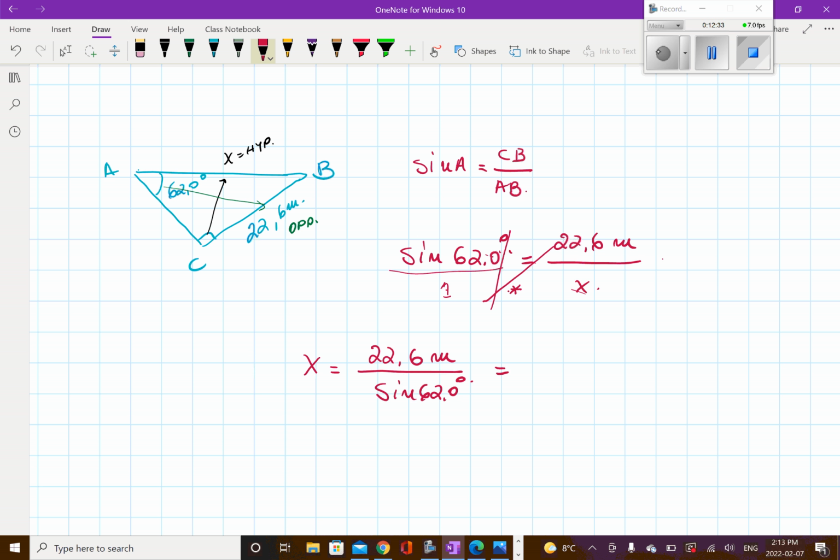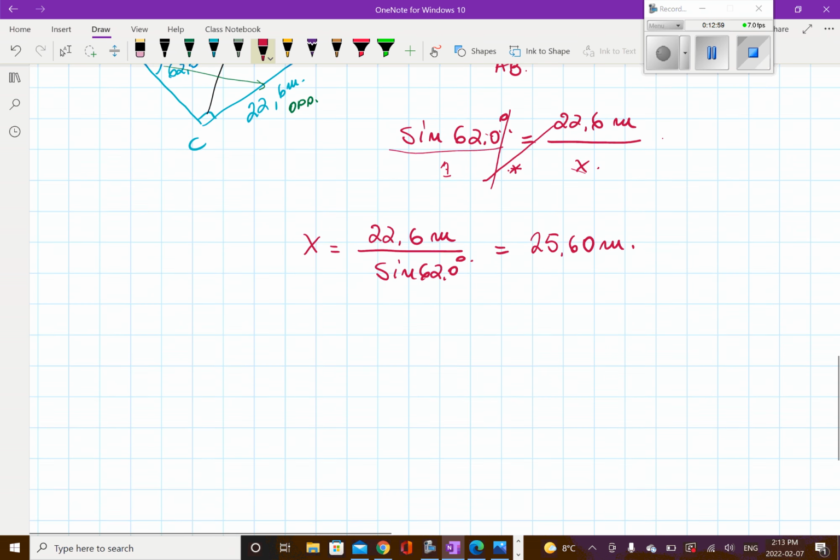Remember again that what you are dealing with here is finding the hypotenuse, and the hypotenuse is the longest side of the right angle triangle. So you are expecting a value that is greater than 22.6, and this is actually 25.60 meters, or 25.6 meters.